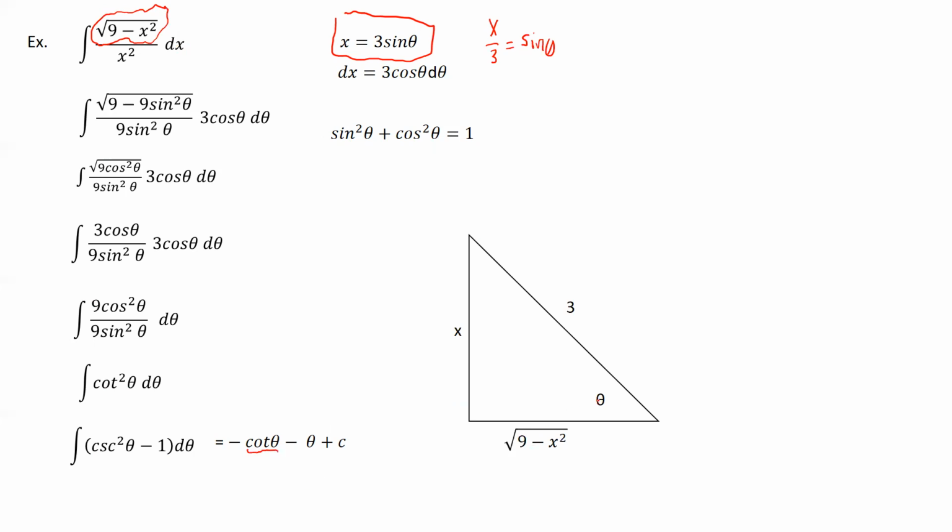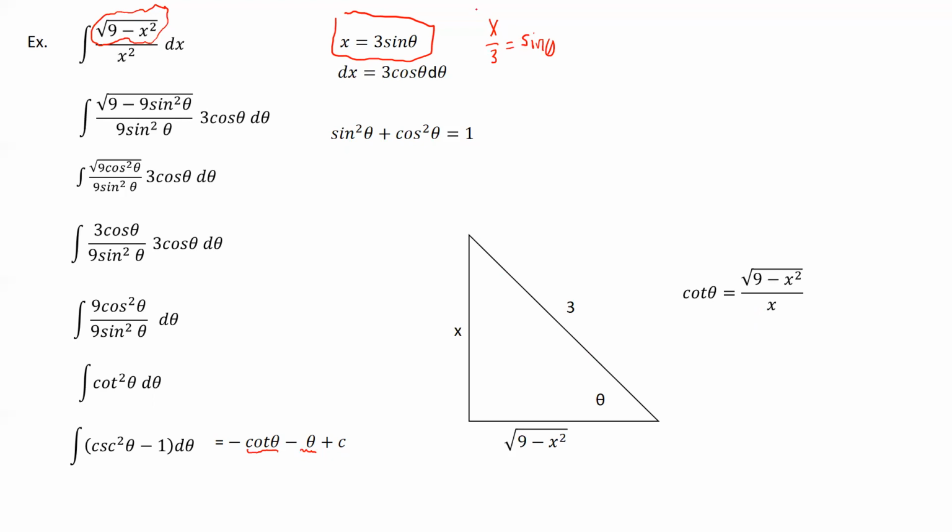Can we calculate cotangent theta from here? I believe we can. Cotangent theta is going to be adjacent over opposite. So now we can replace cotangent theta with the root of 9 minus x squared over x. What to do with theta?